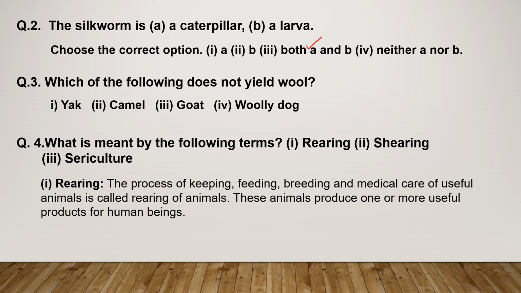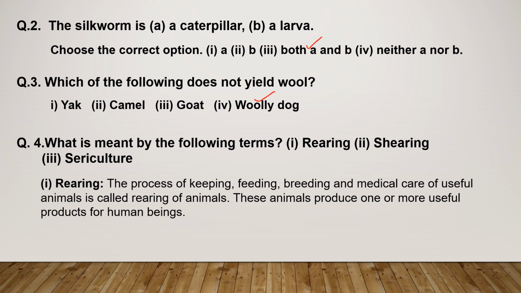Question number 3. Which of the following does not yield wool? Yak, camel, goat, woolly dog. So we know that from yak, camel and goat we get wool, but from a woolly dog we do not get wool. So the answer is the fourth option, that is woolly dog.